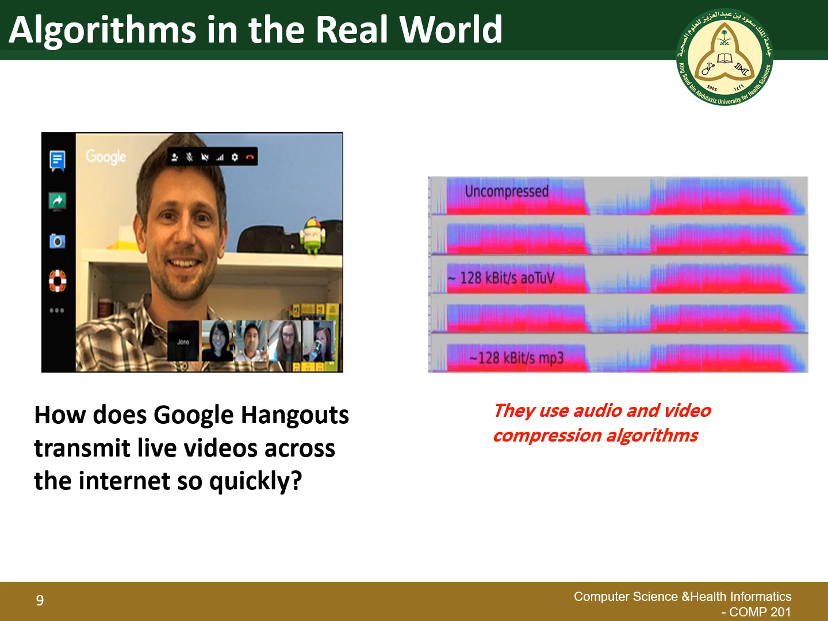مثال, you are using audio and video compression algorithms. الغرض من هذه algorithms to reduce the size of the data, and therefore the transmission of the data will be much faster.